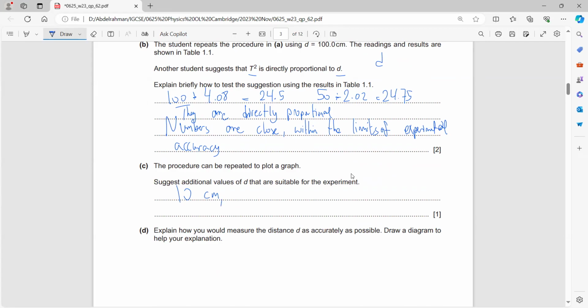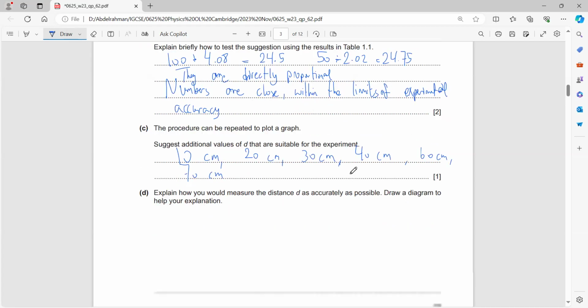Can it be more than 100? No, it has to be less than 100. 10, I can say 20, 30 centimeters, 40 centimeters, up to a maximum of 100, 60 centimeters, 70. Guys, we always need to write down at least 5 values.